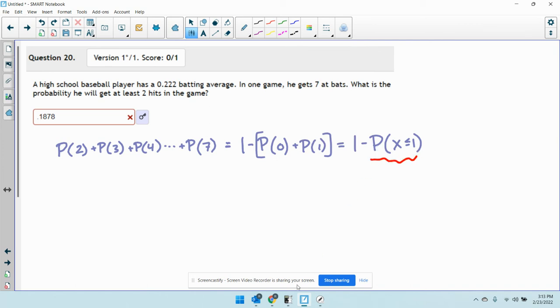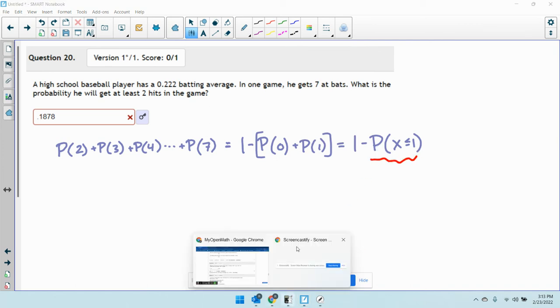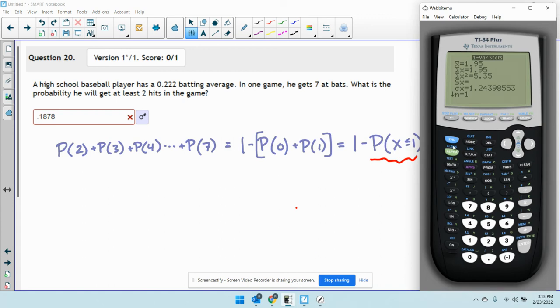The probability that x is less than or equal to 1. Less than or equal to a value, that's going to be binomial CDF. Trials, we have 7 trials. Success rate is 0.222. And we're looking for the probability that x is less than or equal to 1. Paste that, we get this answer here.